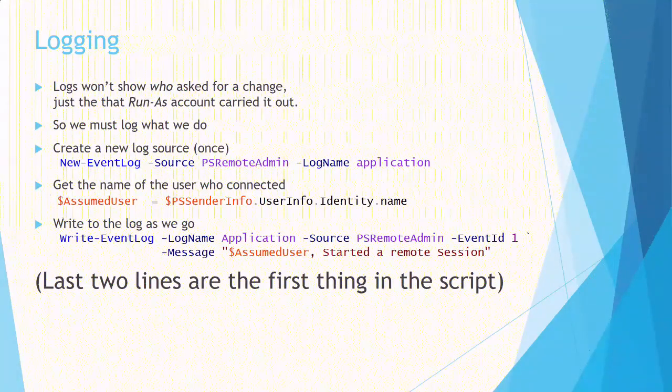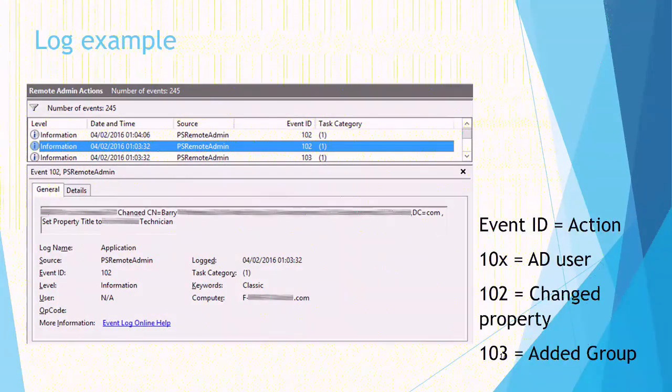Any logs would just say, oh yeah, my privileged user changed this user account or enabled this user for Lync or whatever. So we said, nah, that's not really going to be any good. What we need to do is remember who it is that started the session and actually write to the Windows event log where the script is running everything that they've done. So we created our own event log. We were able to get who the user was and then write to the event log everything that they did. And there's just a quick view of it.